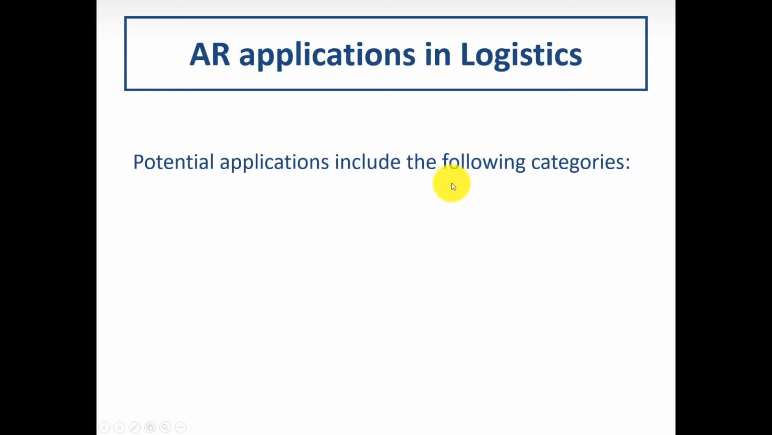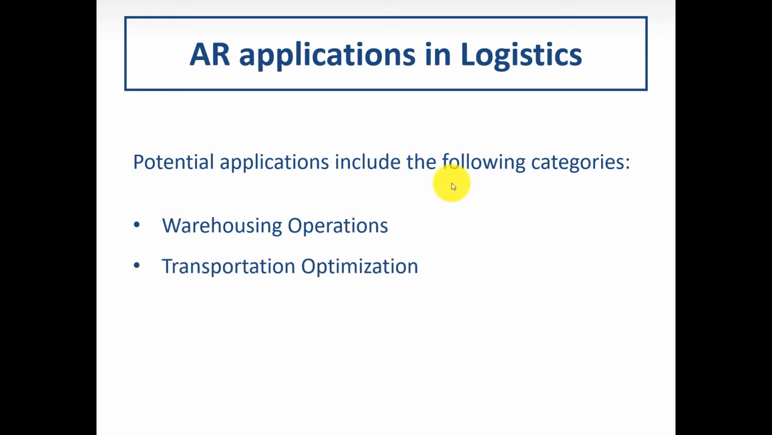Because of the excitement of this technology, a lot of people foresee some potential applications, and these might include warehousing operations and also planning of the warehouse, transportation optimization, delivery, and enhanced value-added services. Let's just explore these four.